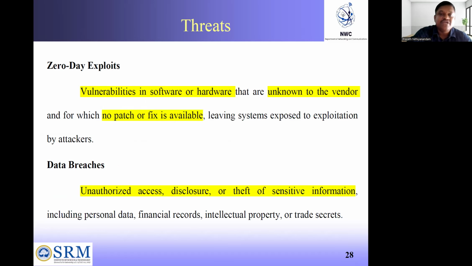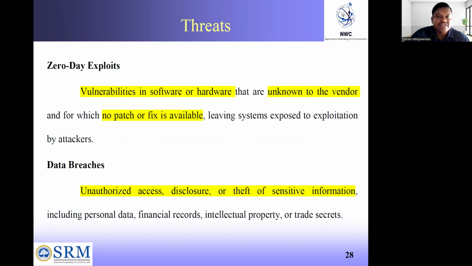And the next attack could be zero-day exploits and data breaches. Zero-day exploits are vulnerabilities in software or hardware that are unknown to the vendor and for which no patch or fix is available, leaving systems exposed to exploitation by attackers. As an example, hackers exploit a newly discovered vulnerability in a popular web browser before a security update is released.